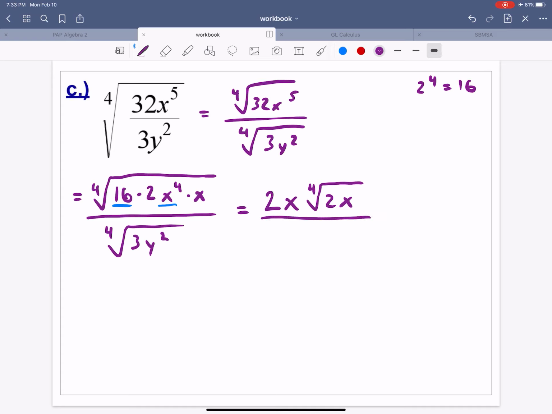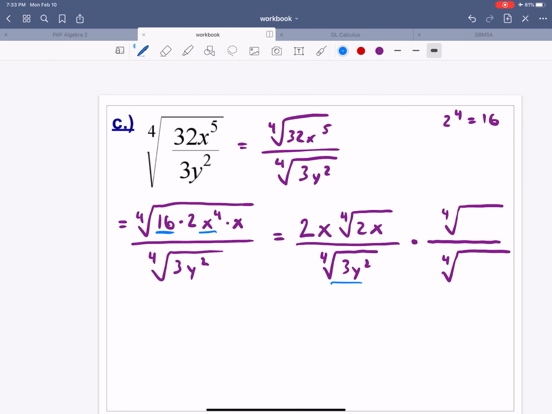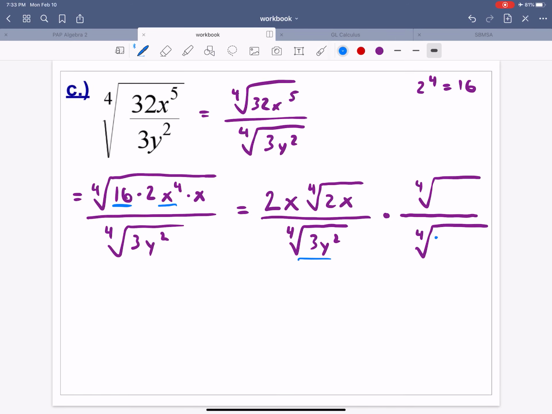So then let's clean up our bottom here. On the bottom I've got the 4th root of 3y squared. Now we want to get rid of that radical in our denominator, so we want to figure out what I need to multiply the top and the bottom by to get rid of that radical. You know it's going to be a 4th root because that index has to match the index over here. And we want 3 to the 4th. Currently over here we have 3 to the 1st. So to get that to be 3 to the 4th, I'm going to multiply that by 3 cubed, because 3 times 3 cubed would give me 3 to the 4th.